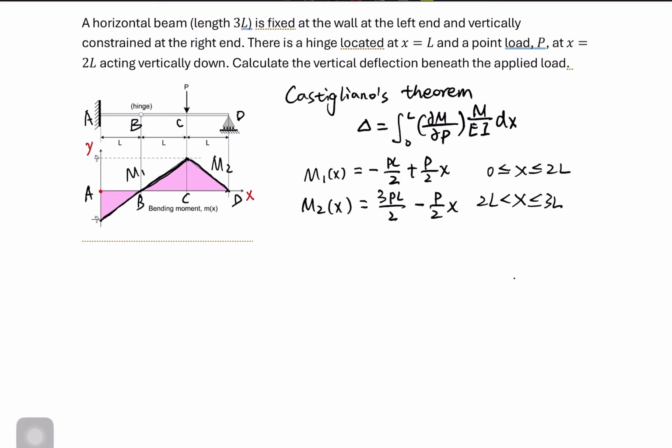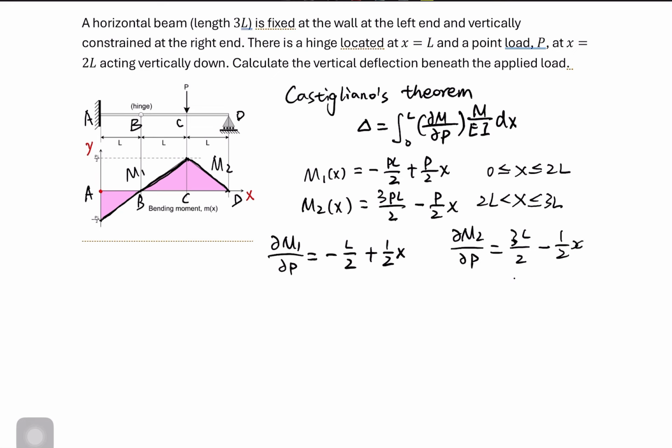Then we can evaluate partial M over partial P. We will have partial M1 over partial P equal to L over 2 plus 1 over 2 x. This is partial M1 over partial P. And partial M2 over partial P is 3L over 2 minus 1 over 2 x.